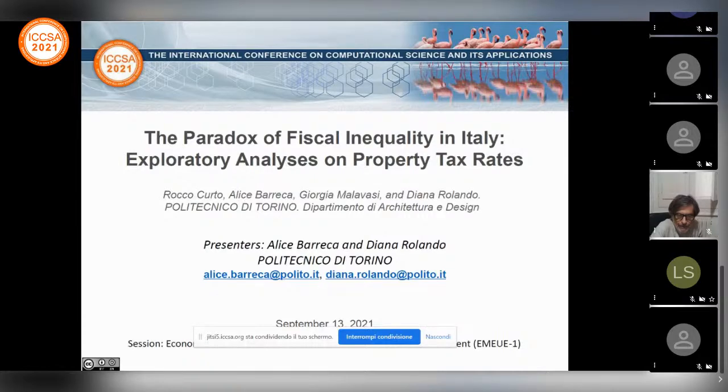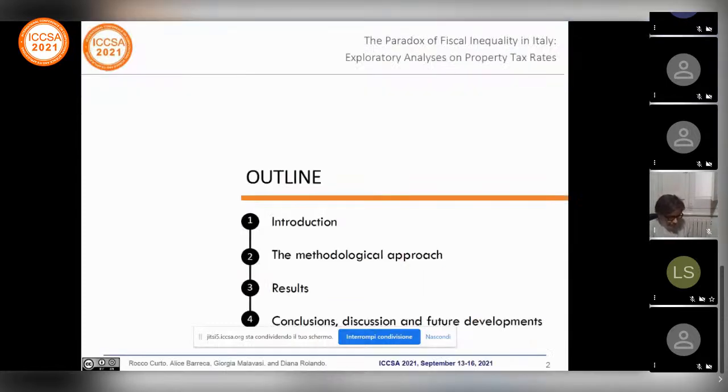Thank you. And good morning, everybody. I am Alice Barreca, and with my colleague Diana Rolando, I am going to present the research developed also with Rocco Curto and Giorgia Malavasi. This research is on the paradox of the fiscal inequality related to property taxation, which represents an actual and tricky issue in the Italian context. The presentation will follow this outline.